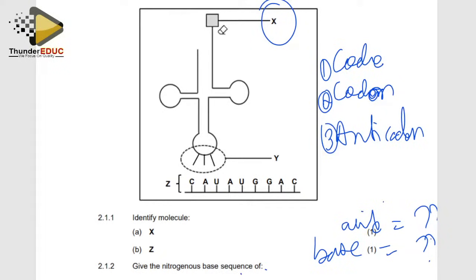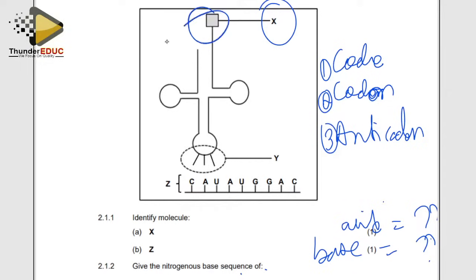Okay. X is the amino acid. Don't be scared to give me the answer. And then Y is the anticodon. You understand? Because they're looking at these three bases, so they are the anticodon. So X is the amino acid and Y is the anticodon.